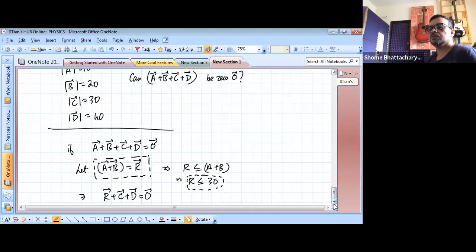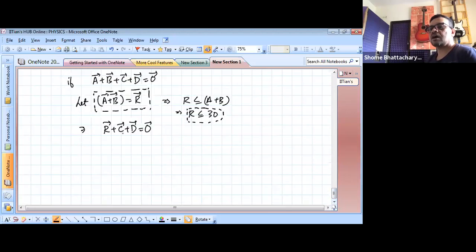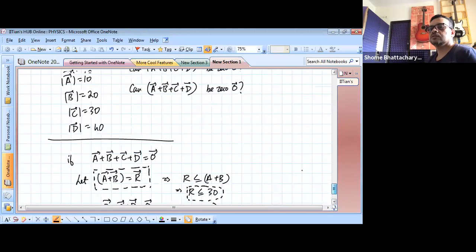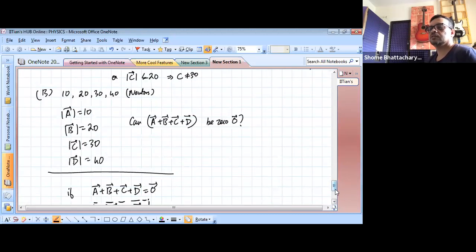Now come to this thing below. It says R plus C plus D is equal to 0. So D must be equal to minus of R plus C. So that means the magnitude of D must be equal to the magnitude of R plus C. Now in this, R's magnitude we don't know, but we know that the magnitude of R cannot be greater than 30. And C's magnitude is given to us as 30.